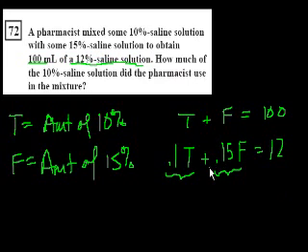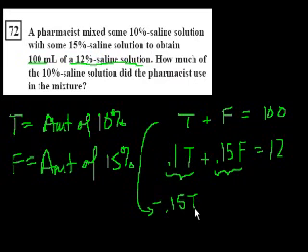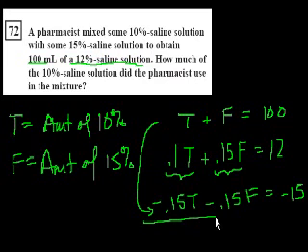We're ready to solve. They want to know how much of the 10% saline solution. So we want to cancel out the F's somehow and solve for T. So let's multiply the top equation times minus 0.15, because I want to cancel this out with this. If we multiply times minus 0.15, we end up with minus 0.15 T minus 0.15 F is equal to minus 15.